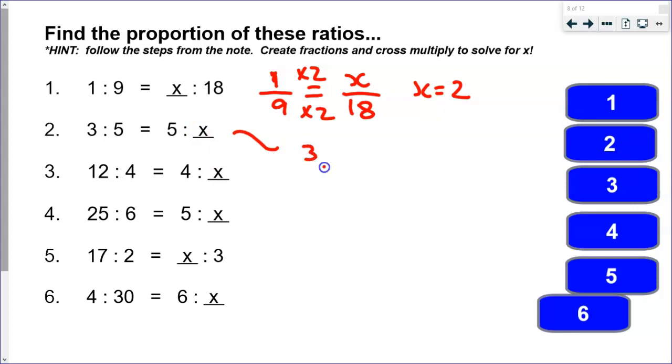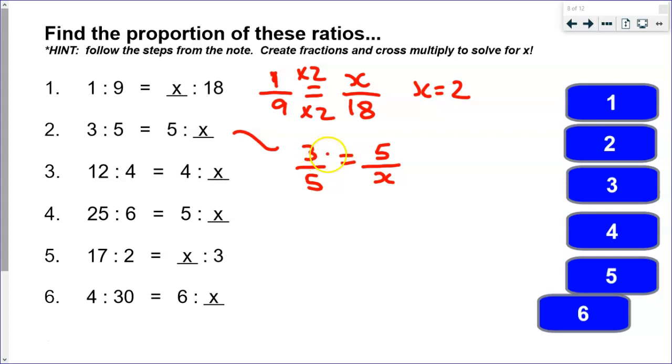Now let's try this next one. I'm going to go 3 over 5 equals 5 over x. Now we're in trouble, because 3 times what equals 5? Uh-oh. It's a decimal number. So I'm going to show you some cross multiplying, which hopefully you saw in grade 7. If not, this is new. If otherwise, it's a review.